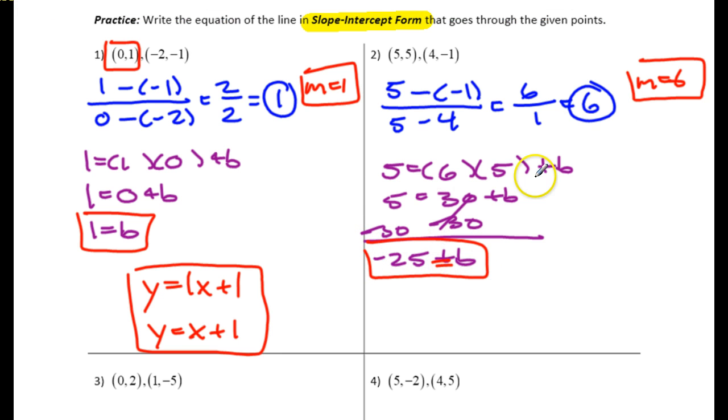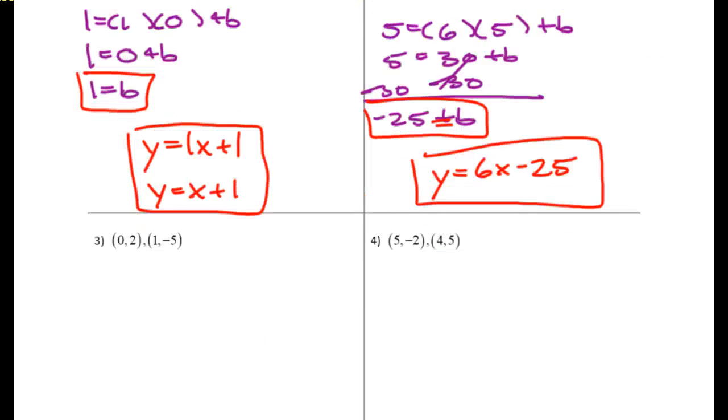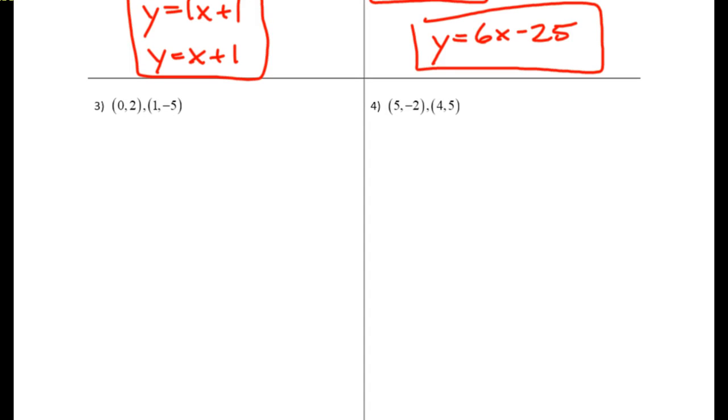Got my b, got my m, so let's put into slope-intercept. Y equals mx, and in this case it's minus 25 because my b is a negative 25. Just like that. Alright, 2 more. I want the equation of the line that goes through these 2 points. I'm just going to keep doing it the same way.